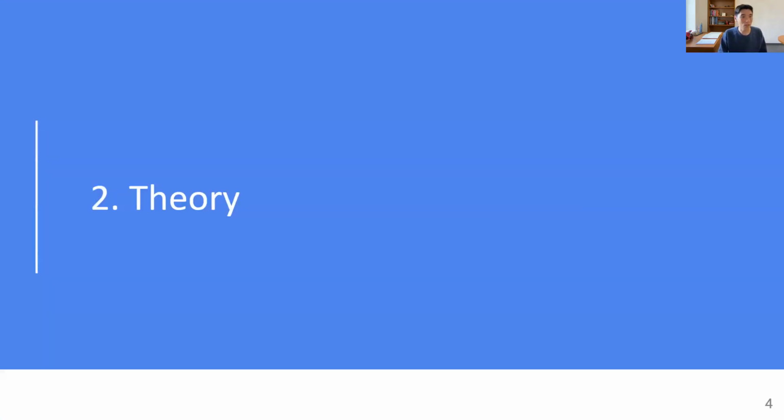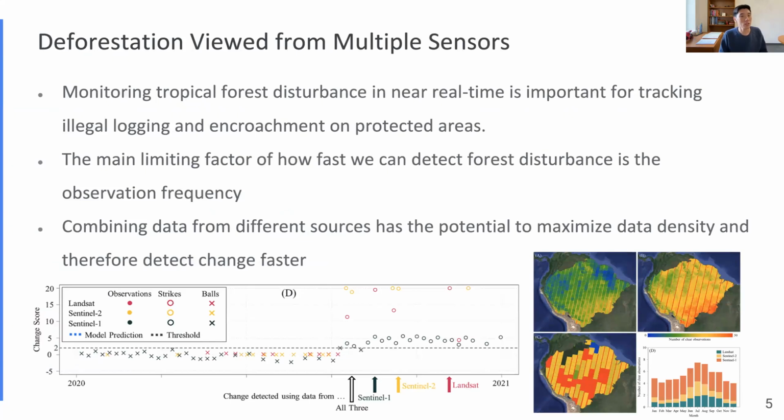Okay, starting with the theory, why do we need to detect deforestation from multiple sensors? Well, for some of the issues in the tropics, such as illegal logging and encroachment on protected areas, we want to know when they are happening or where they're happening as soon as possible. And so we want to detect these changes as quick as we can as they are occurring in the tropical forests.